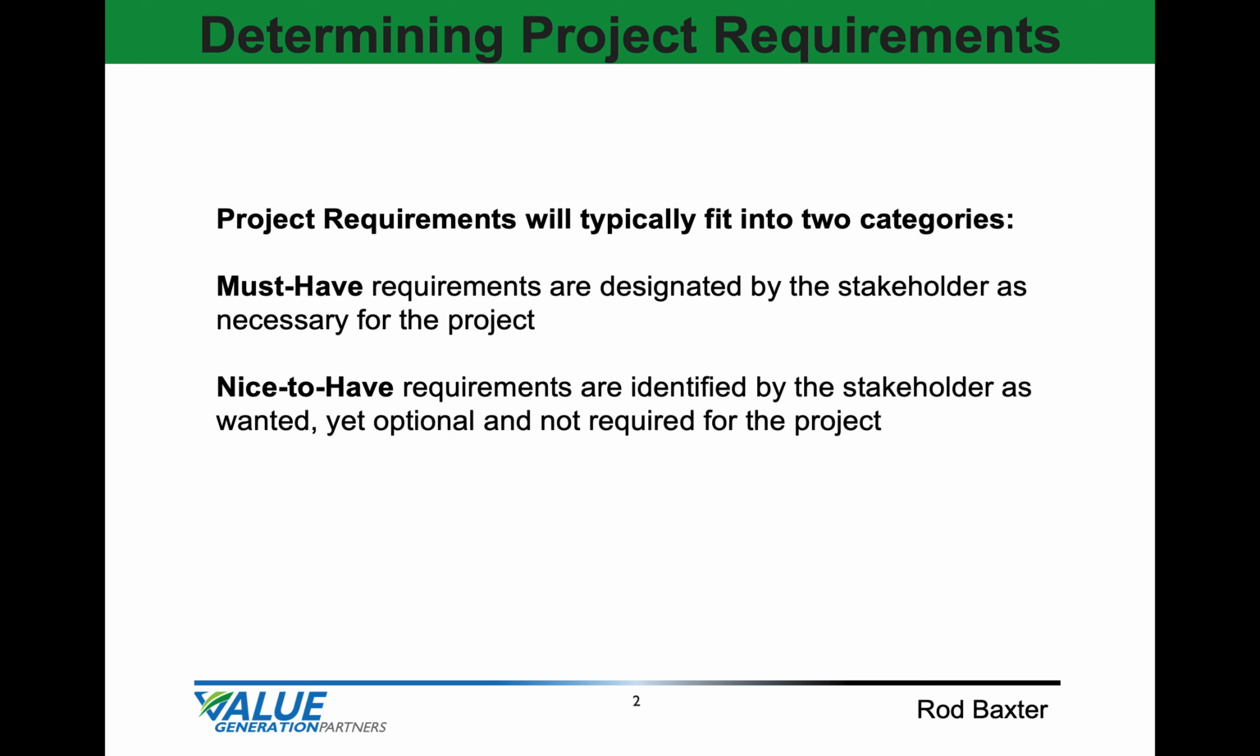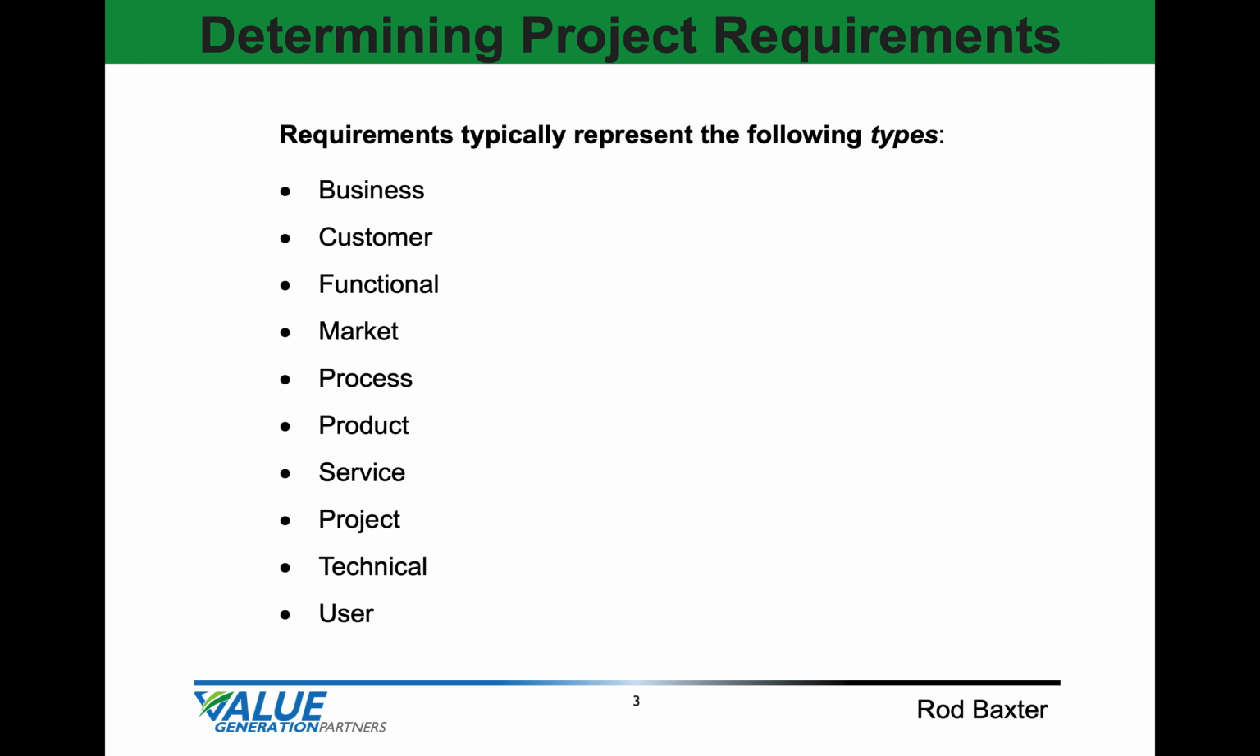Requirements will typically fit into two categories. The must-have category requirements are designated by stakeholders as necessary for the project, while the nice-to-have requirements are identified by the stakeholder as wanted, yet optional and not required for the project. Requirements typically represent the following types.